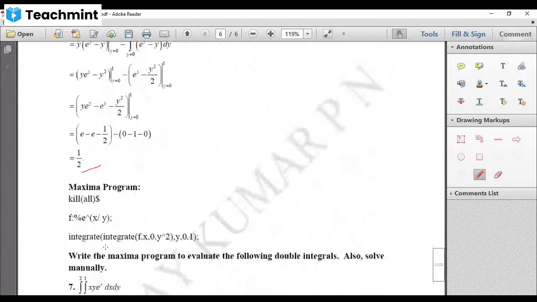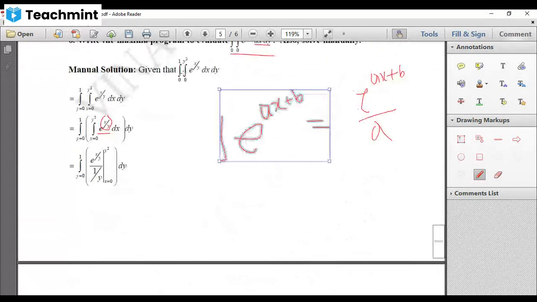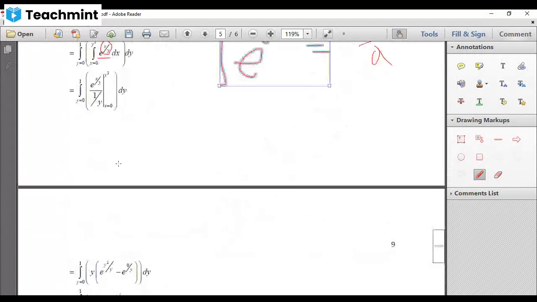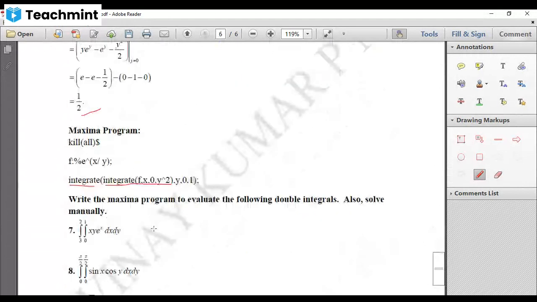Now the Maxima program, same thing. Kill all. f is your function, e to the power of x by y. How are you going to write that one? Percentage e, cap, within bracket. Without bracket, don't write. You'll get a wrong answer. x divided by y. Integrate, this is for the outside limit, and this is for the inside one, integrate of f, comma, first you are integrating with respect to x, therefore x, comma, 0, comma, y square, that is y cap 2, comma, this answer should be integrated with y, comma, 0, comma, 1.